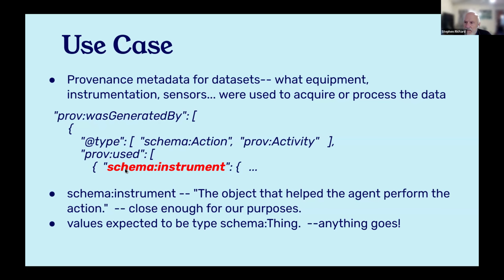And the critical part for describing the instruments is, what kinds of things did this activity use? There's a bunch of other things in here, but we're interested in this prov used and schema instrument. And so what's the schema.org definition of what they mean by instrument? It's the object that helped an agent perform an action. So that's pretty generic, but I think it's close enough for our purposes. And the values are expected to be of schema type thing, which means anything. So that's also very convenient for our purposes.